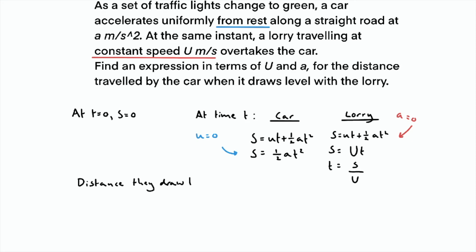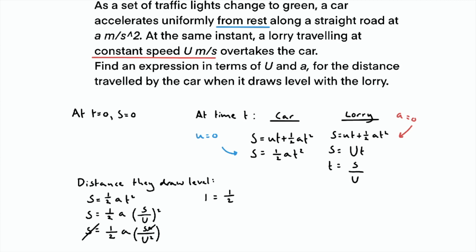Then, to find the distance that the car and the lorry draw level, we take our equation for the distance that the car has travelled at any time t and sub in t equals s over u. So this gives us s equals half a, s over u all squared. Then we can multiply out the brackets, and rearranging to make the distance the subject, we get an expression for the distance as s equals 2u squared over a. And that's it.